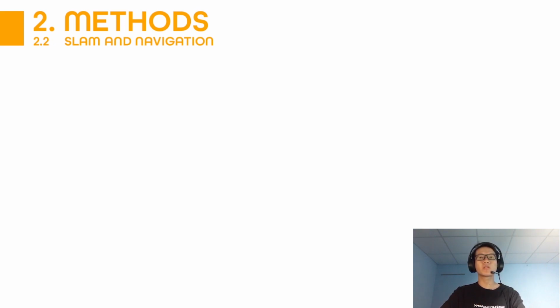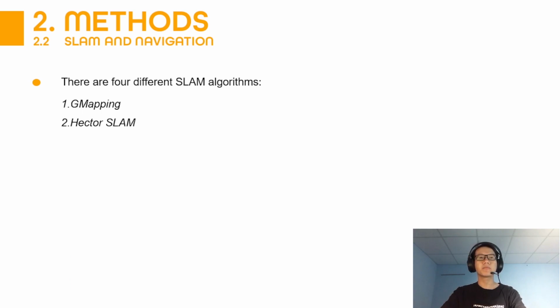Okay, now let's move on to SLAM and navigation. SLAM and navigation are essential for a robot because currently robots have the ability to self-navigate without any human intervention such as remote control. And there are four different SLAM algorithms. Number one, gmapping. Number two, Hector SLAM. Number three, Cartographer. Number four, AutoMap.